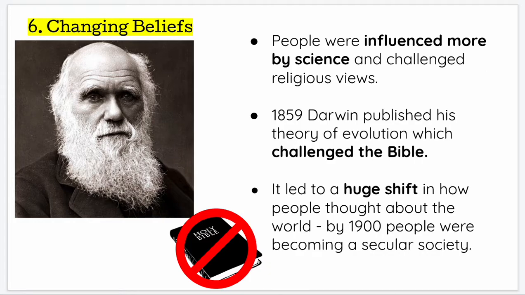For centuries, religion governed people's view of the world, but by 1900, right at the end of this period, it was becoming a secular society. And if you remember, we talked about the word secular at the beginning of this lesson. That means a society without religion. So we've got a huge change in beliefs. We've got an influence of science, and a lot of discovery around science.